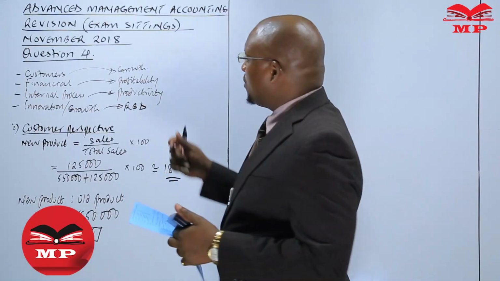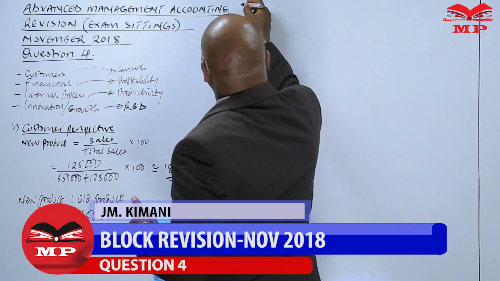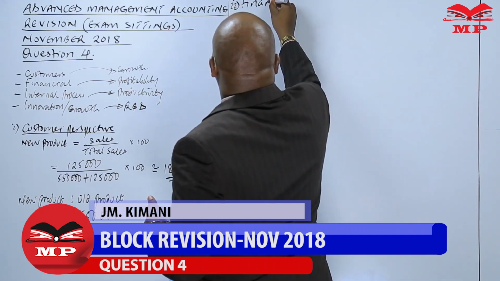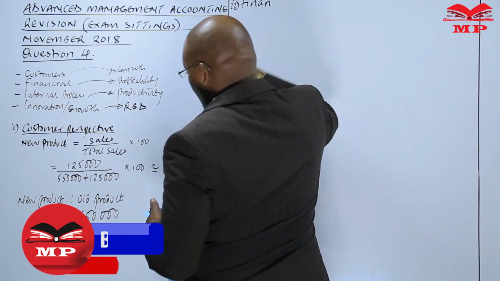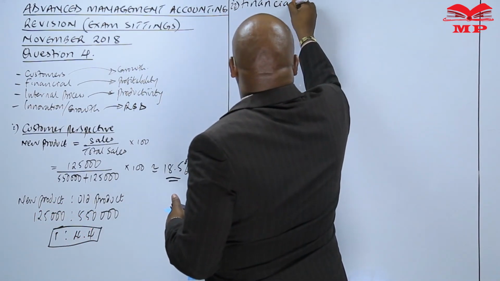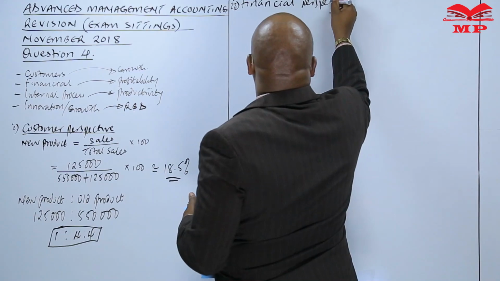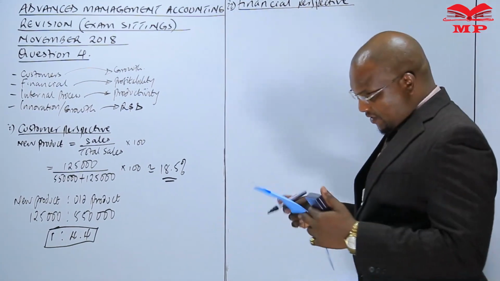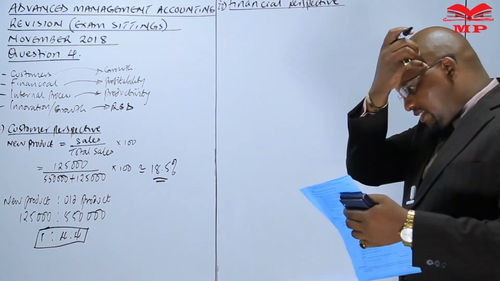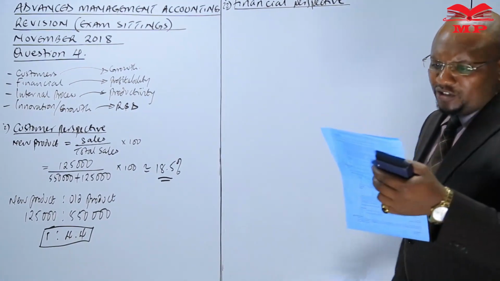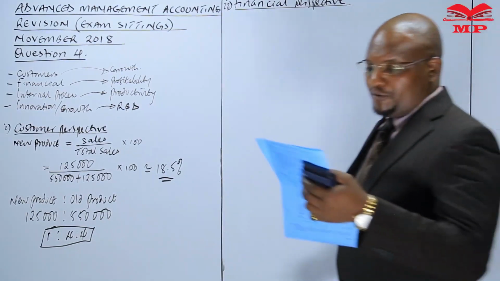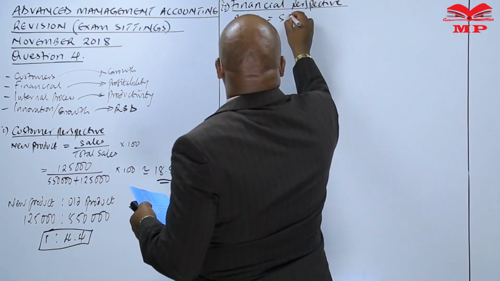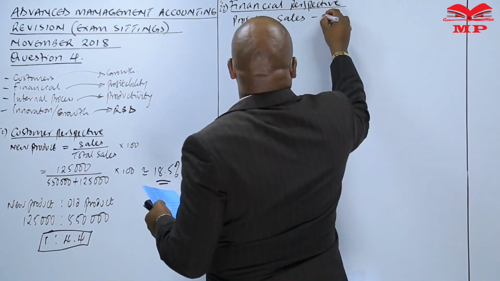Go to the next one, we can talk of the financial perspective. So this one we can use from what we have there. The profit you can get, actually, we have sales and we have the production cost. So those two will give us the profit. So you can say here that profit equals sales minus production cost.